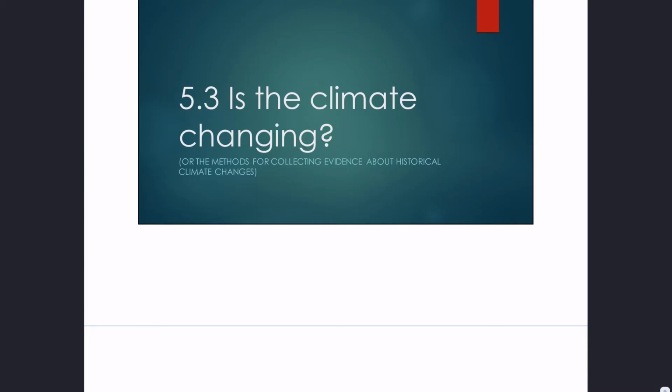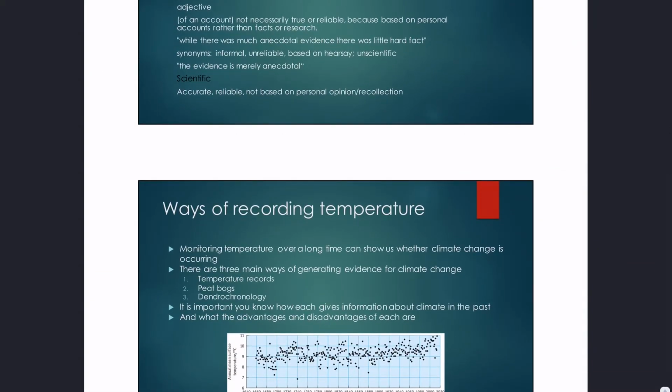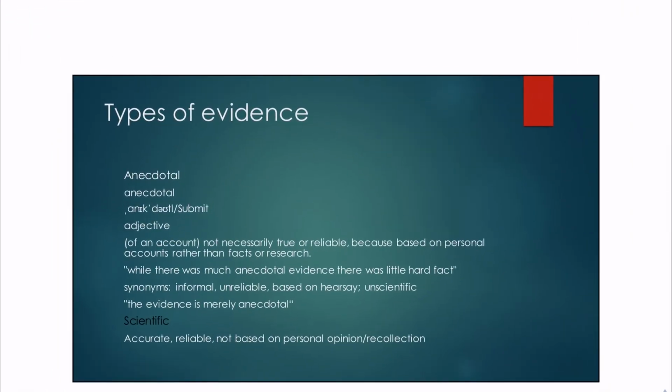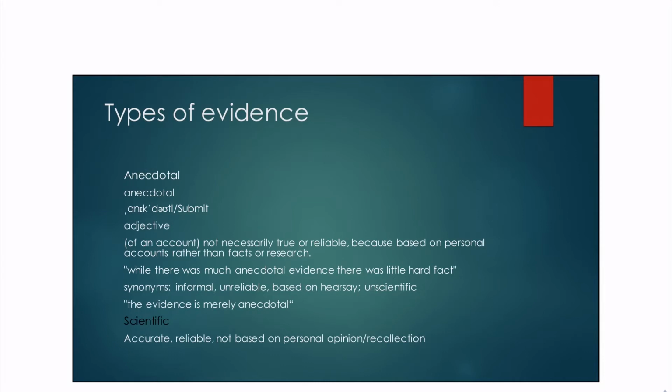Okay, so let's begin. 5.3 is really all about the evidence. What is the evidence for climate change? That's what 5.3 is all about. We begin with this discussion of the types of evidence. So if we look at it like a hierarchical tree of evidence, there's two main types of evidence that you could have.